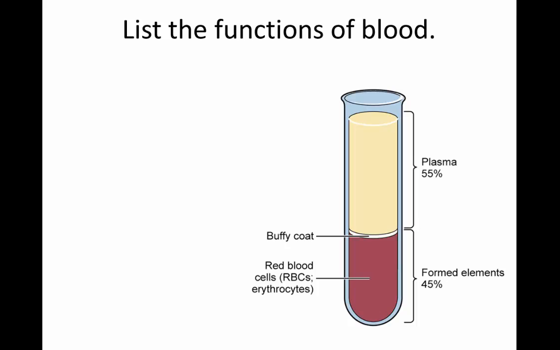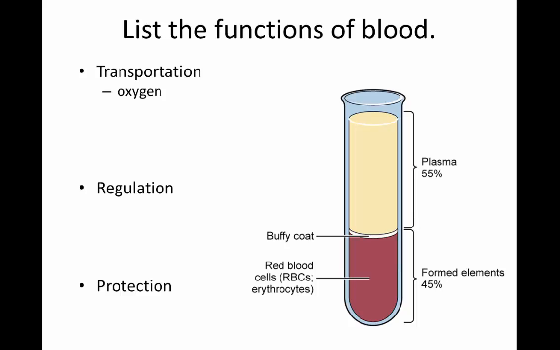Let's take a look then at the functions of the blood. There are 3 major functions of the blood: transportation, regulation, and protection. Let's start by taking a look at transportation. What kind of things are being transported in the blood? Oxygen is being transported in the blood. Oxygen is picked up by the blood in the lungs and then transported all around the body to provide oxygen to all the cells of your body in order to make energy.